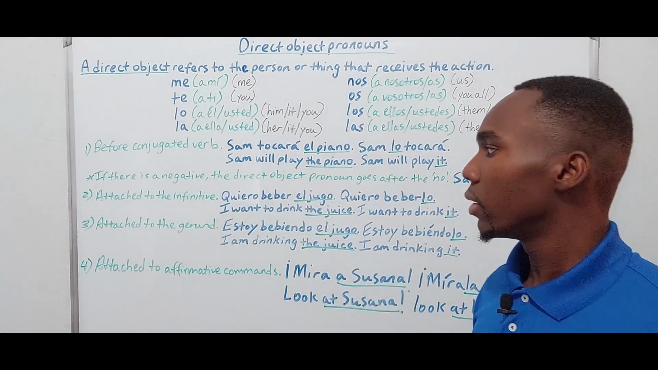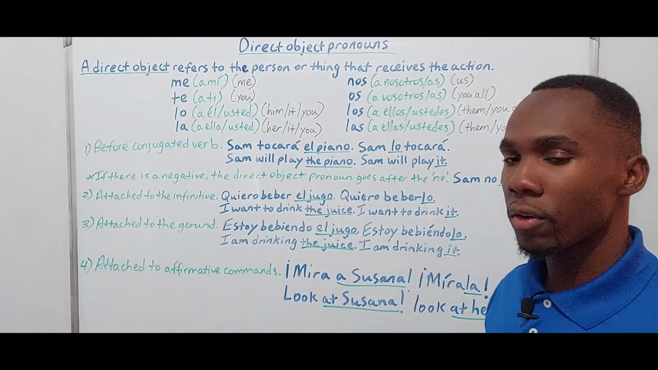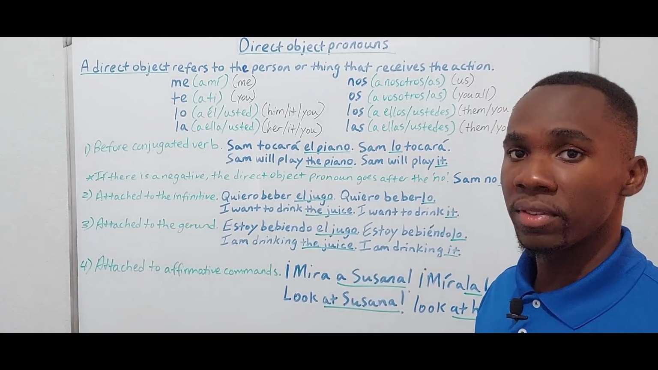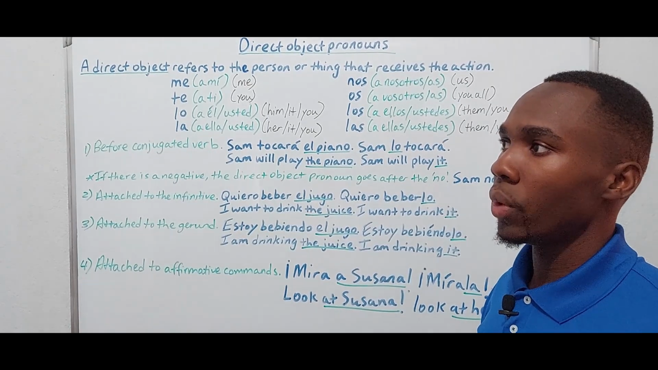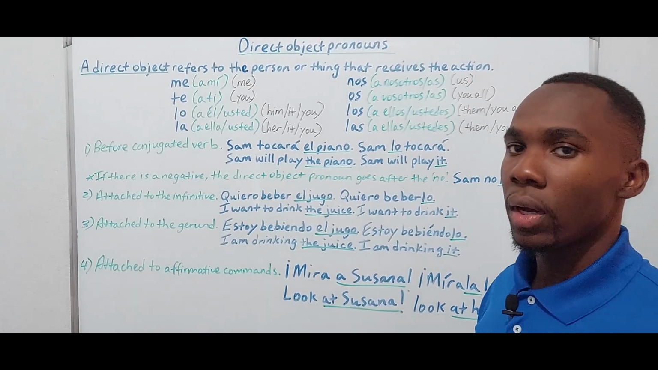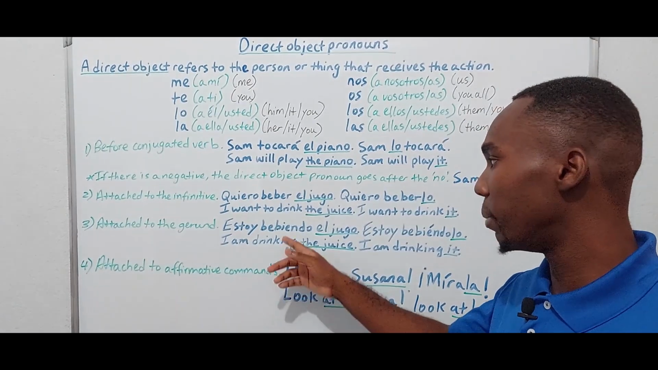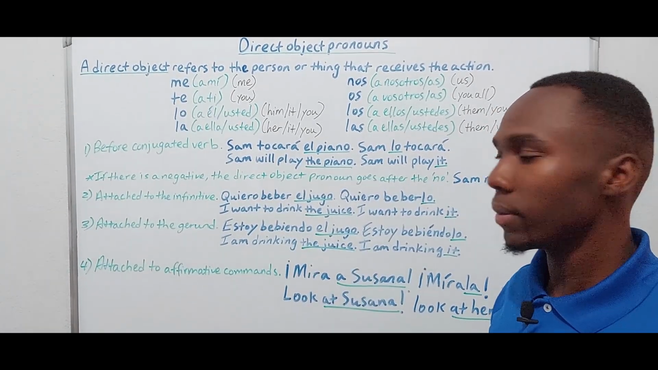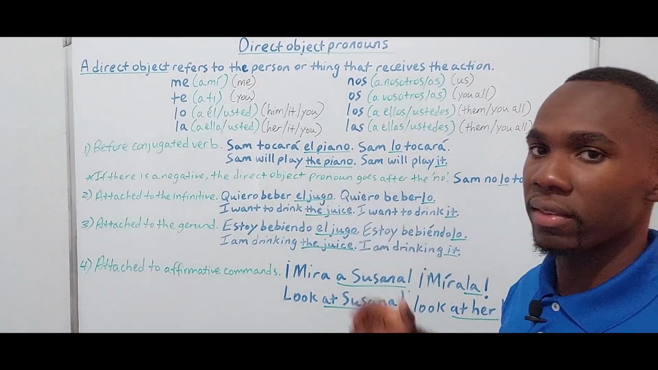Okay, 3. The third place it can occur is attached to the gerund. So the gerund, of course, would be the continuous form. In English, this would be represented by the ing suffix, whereas in Spanish, if it's an AR verb, it would be ando, and if it's an ER or IR verb, it would be yendo. So because beber is an ER verb, it would be bebiendo, of course, right?